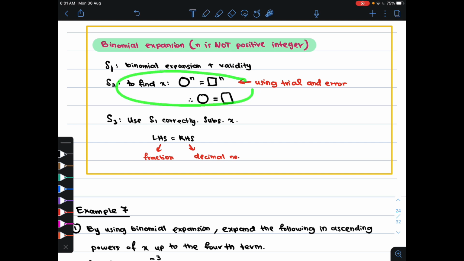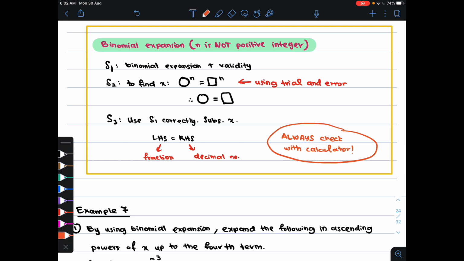So, untuk step yang kedua dan yang ketiga ni, dia memang akan serabut kepala sikit. So, basically, step 1 ni memang dia fix dah. Tapi untuk step yang kedua dengan yang ketiga ni, kamu kena pandai untuk guna step yang pertama untuk cari nilai x and then check kamu punya validity. Kemudian untuk step yang ketiga, kamu kena gunakan S1 ni betul-betul. So, kamu substitute pula nilai x ke dalam yang kamu cari ni. And then, pastikan kamu dapat left hand side kamu fraction, right hand side kamu mesti decimal number.